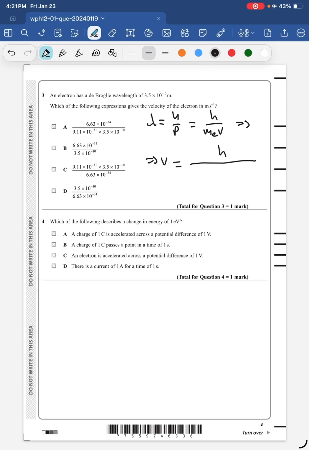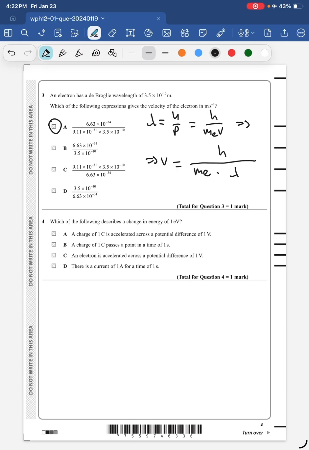So we have h over the mass of the electron times lambda. Okay, so we need 6.63 times 10 to the minus 34 joules times seconds in the numerator. So only options A and B offer that. And then the mass of the electron in the denominator is 9.11 times 10 to the negative 31. And you can see immediately that the correct answer is A.